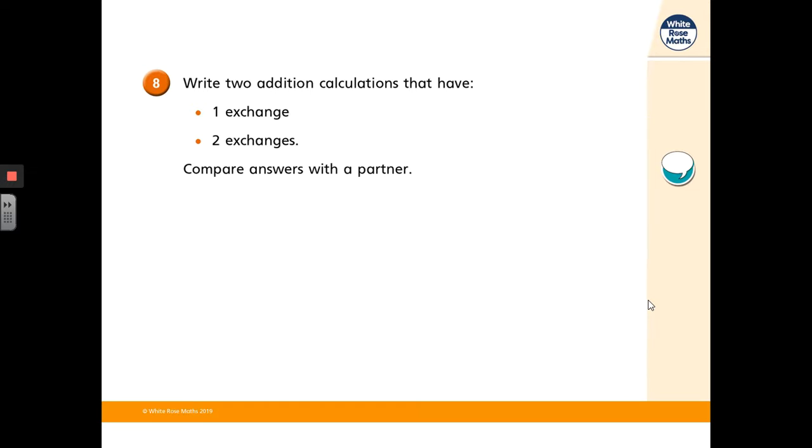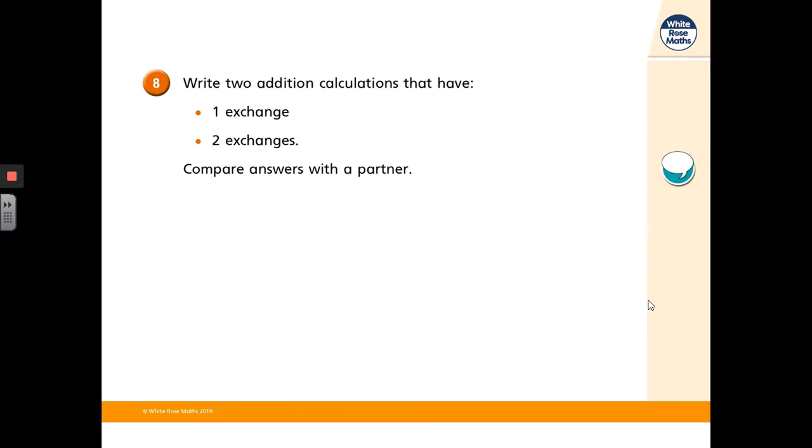Question 8 says, write down 2 addition calculations that have 1 exchange and 2 exchanges. Compare your answers with a partner. So for that one, you can compare your answer or ask someone to check to see if you have done it right with 1 exchange or 2 exchanges. So I might do something really simple like 26 add 37. So that would have 1 exchange in the ones column.